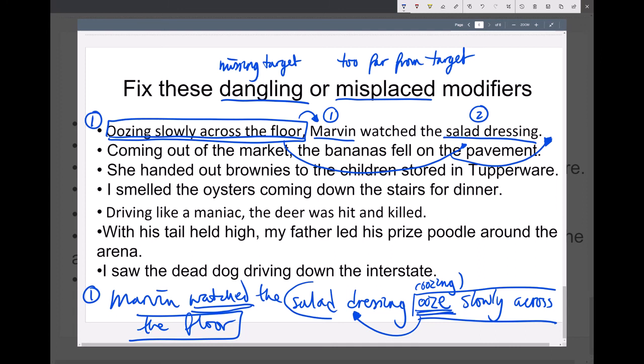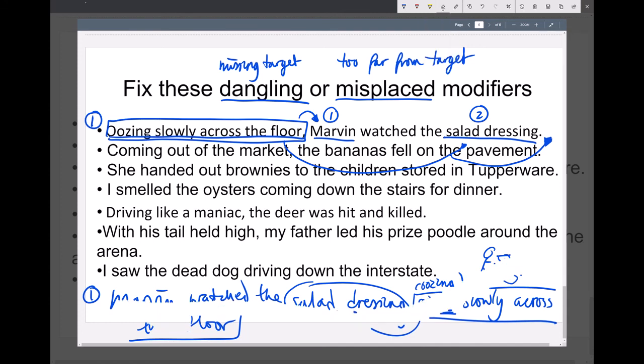dressing, which makes more sense now. Marvin maybe is sitting down and he dropped the child that's just resting, and it's just oozing slowly across the floor, like that. Okay, so that was sentence 1.